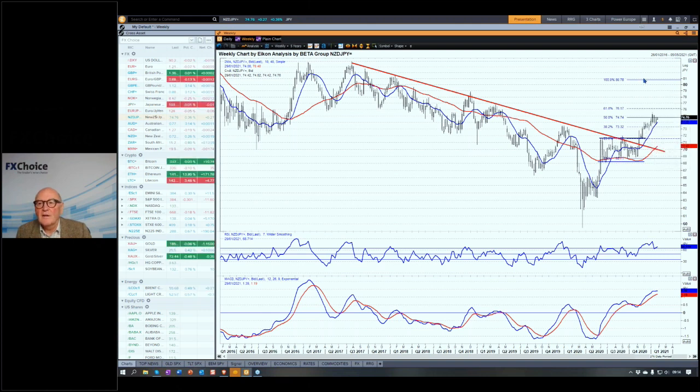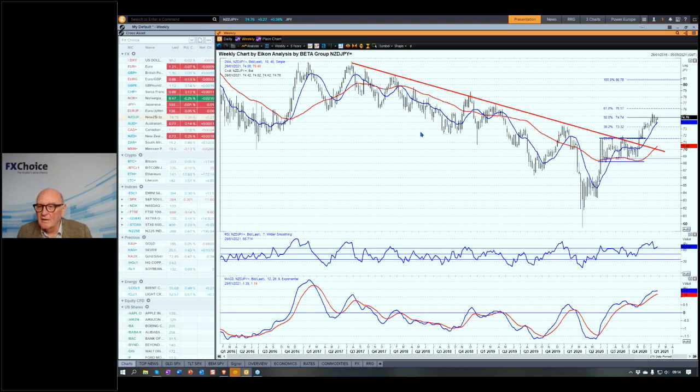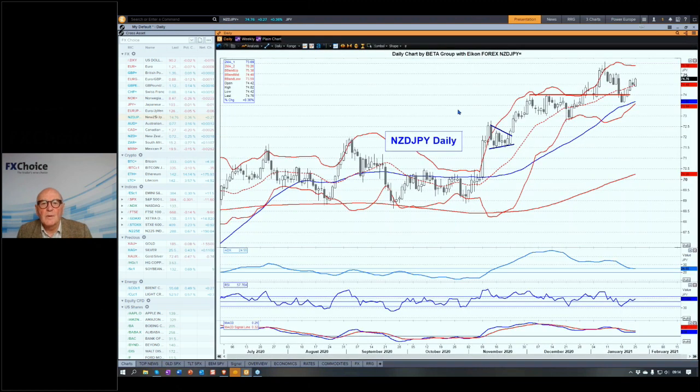Then I think it's heading to above 80, where it does hit very important and substantial resistance from the 2016, 2017 double top formation there, or descending triangle formation there. That's very stiff resistance, but I do think we can make further progress. So that's the big picture on it.